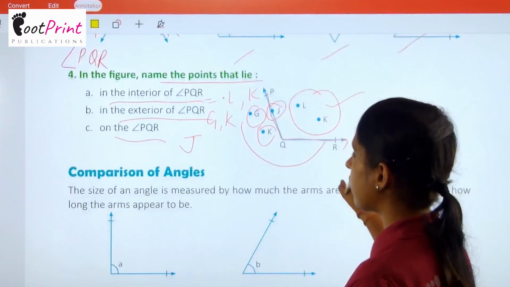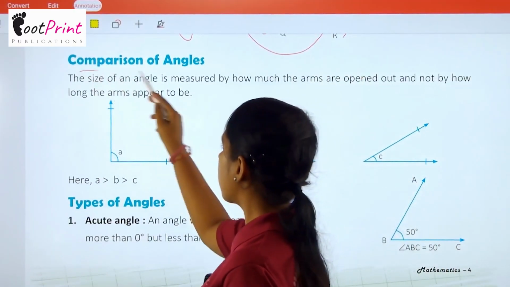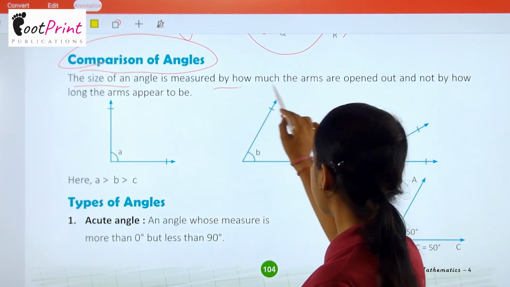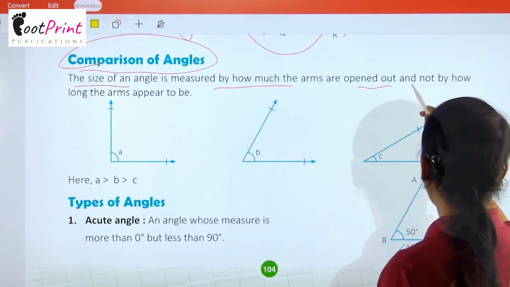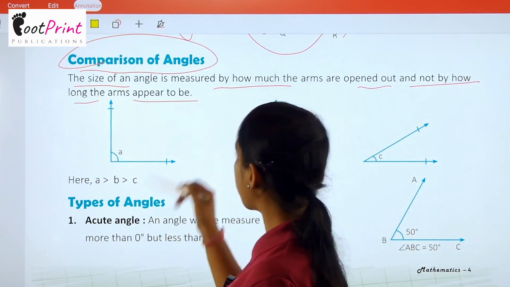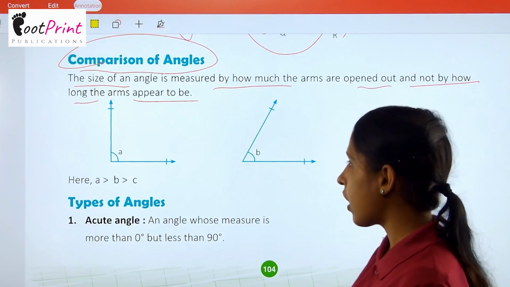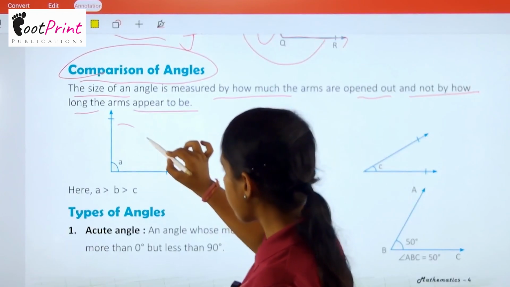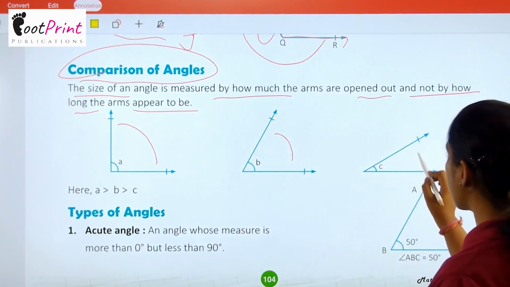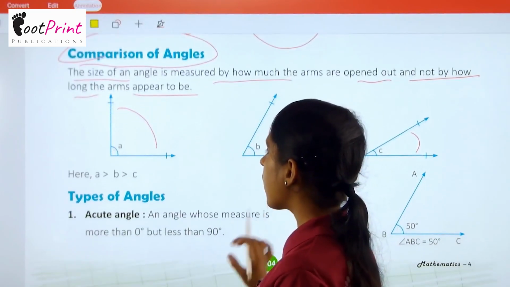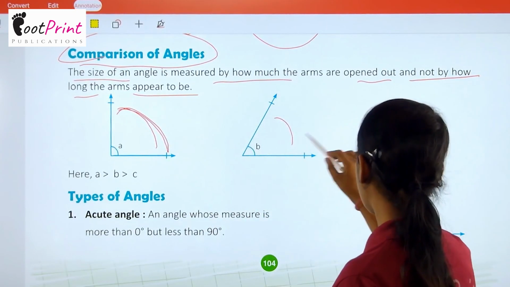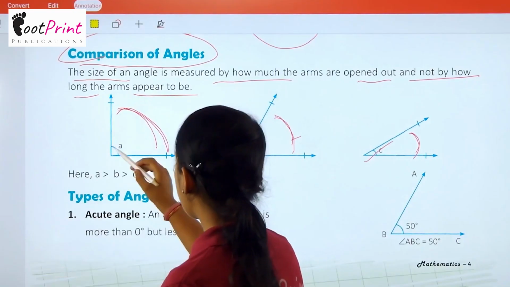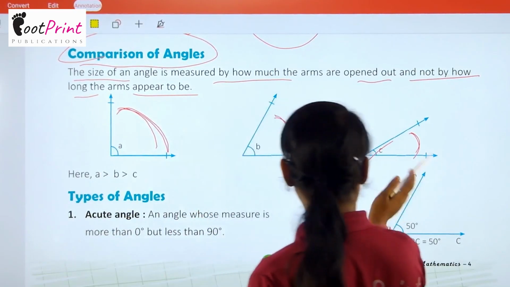Okay. Next we have comparison of angles. So how do we compare angles? The size of an angle is measured by how much the arms are opened out and not by how long the arms appear to be. So whenever we look at an angle, how will we know its size? Not on the basis of how far the arms are extended, but on the basis of how open the arms are. So here the space is larger than the other, here it is less and this is even less. So we can say A is greater than B and B is greater than C.